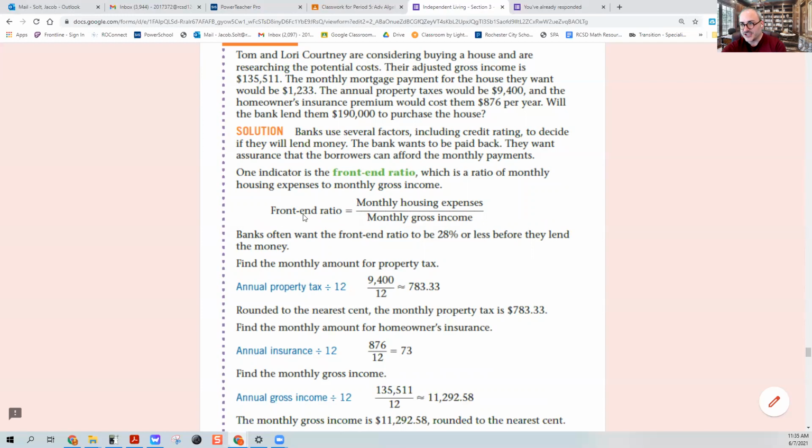All right, the front end ratio is your expenses divided by your gross income. You take how much it costs to pay for the house per month. That's the mortgage, that's the insurance, that's the taxes, divided by the gross income, that's their unadjusted income. Take these two numbers, take the housing expense divided by income. If it's greater than 28%, the bank will say probably not. If it's 28% or lower, the bank will say okay.